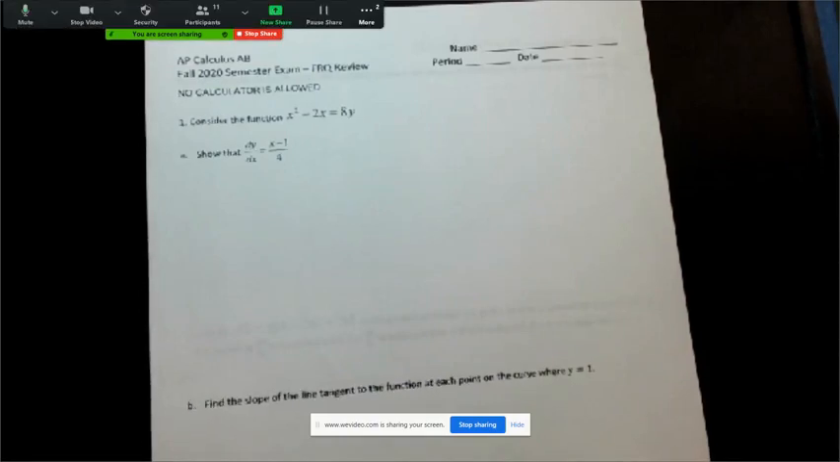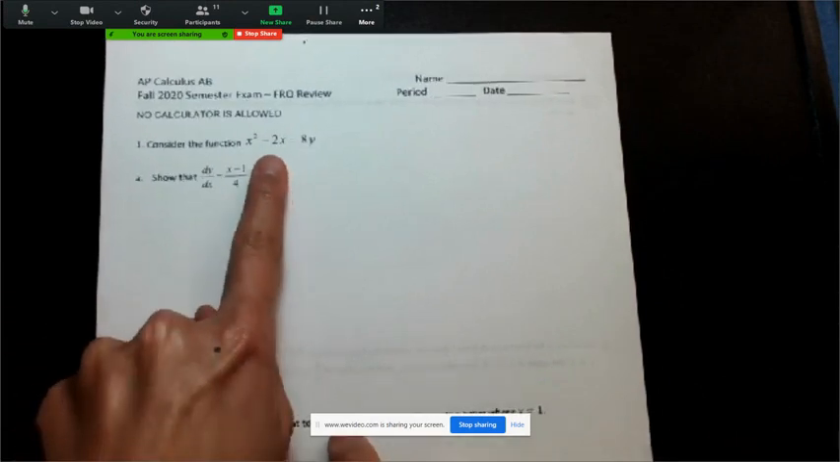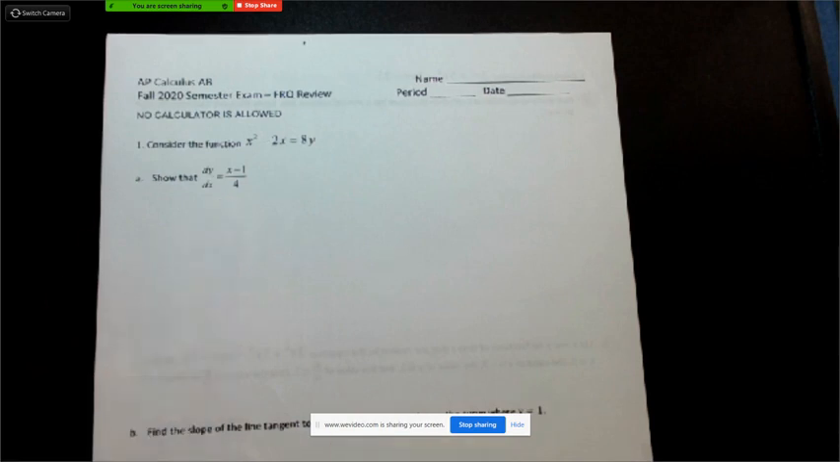All right, on number one, listen up. It tells you the original function, and then it tells you what your goal is. So where do you think the grading is going to come from? In between. Very good. So let's go ahead and do the first one.